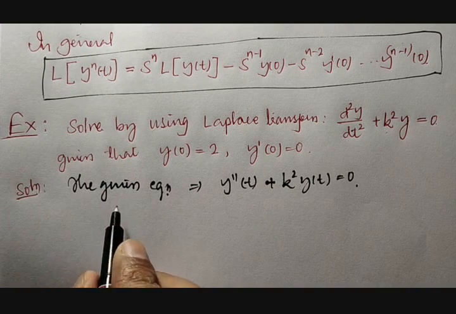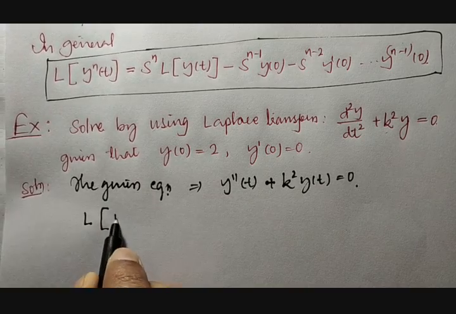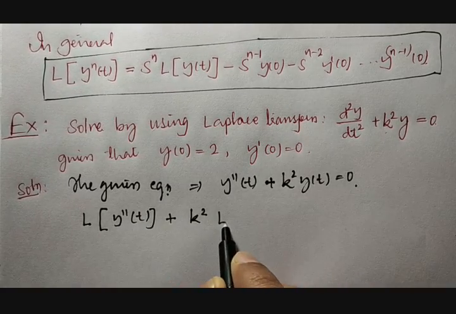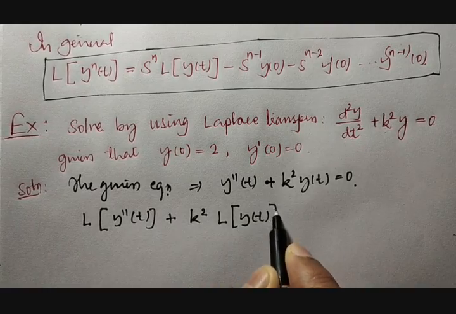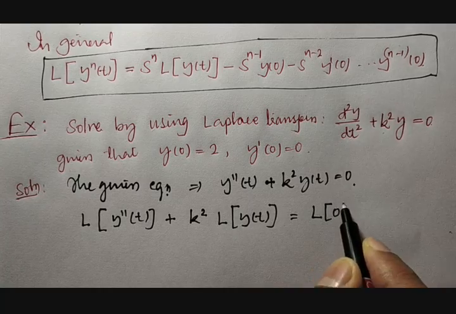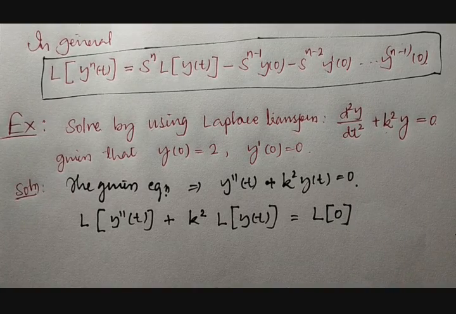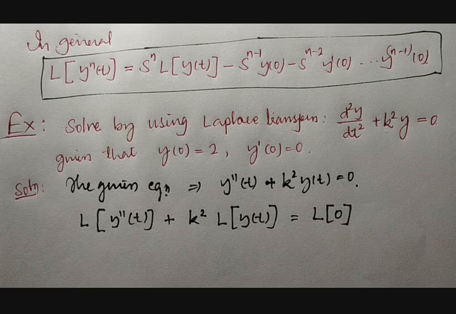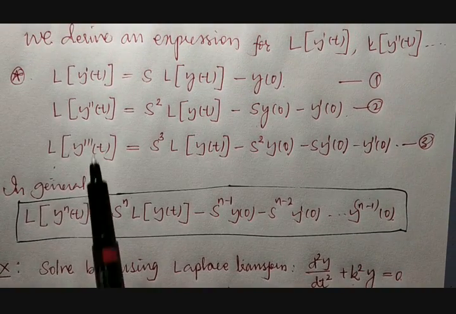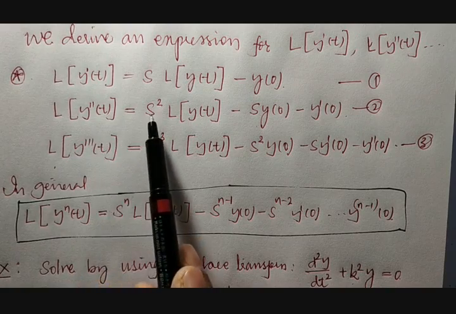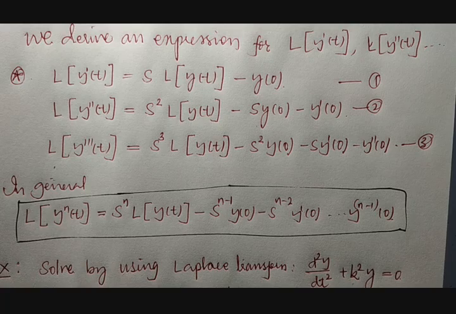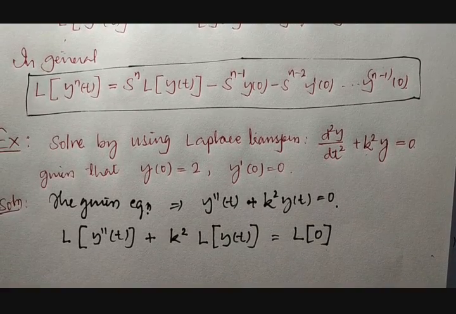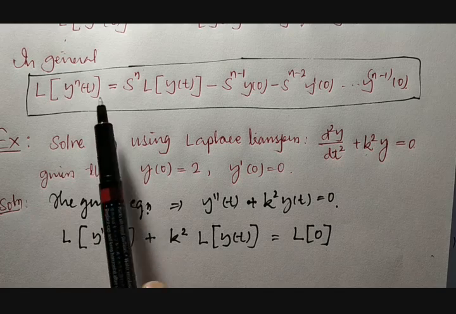If you apply Laplace on both sides, then it will be the Laplace transform of y''(t) plus k² times the Laplace transform of y(t) equals the Laplace transform of 0. Now the question comes, what is the meaning of the Laplace transformation of y''(t)? If you see this example, all the time I told you: don't memorize these formulas, just follow this result.